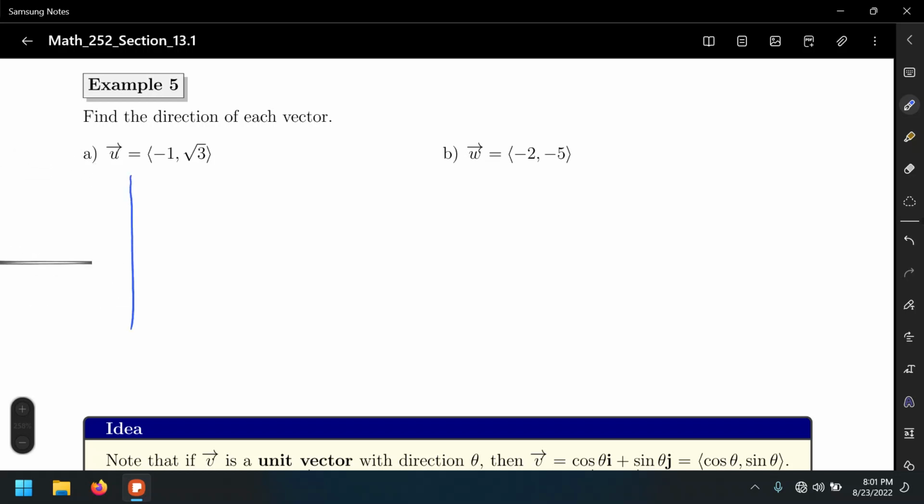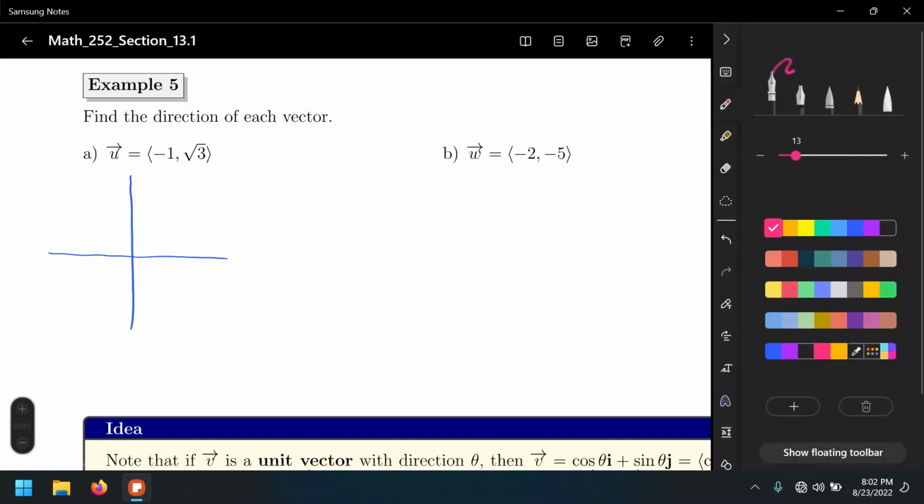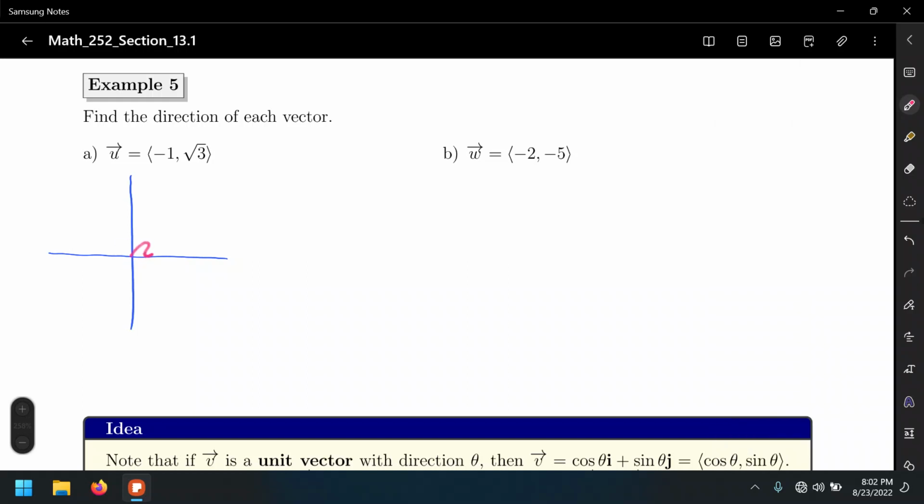Here the common pitfall is that we need to be aware of which quadrant the vector is pointing to. So in this case, let's draw the vector u, negative 1, root of 3. That's going to be the following vector: negative 1 in the x direction and root of 3 units in the y direction. So this vector is pointing in the second quadrant, right?